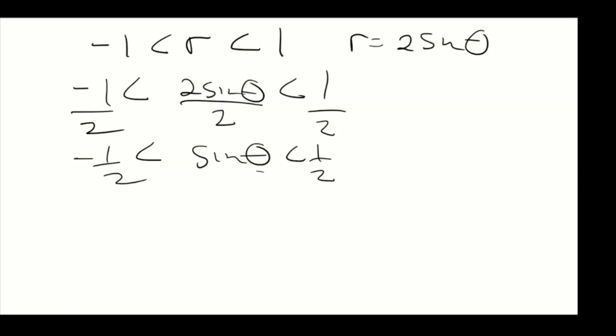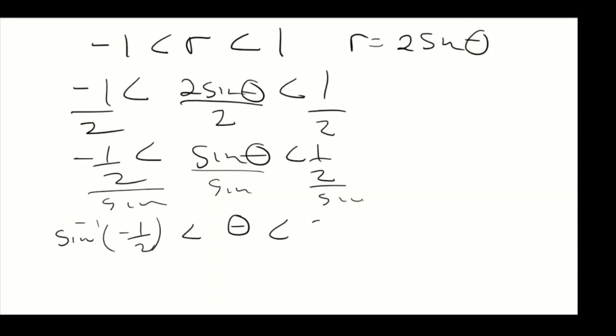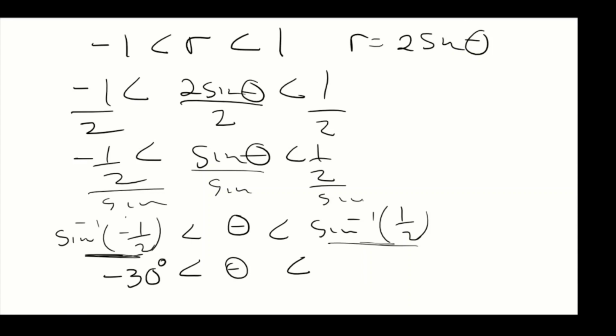Then to find theta, we're going to take the inverse of sine on both sides, and we know that it's going to be arc sine, or the inverse rather, of -1/2, and theta here is going to be sine inverse of 1/2. We know very well that the inverse is actually 30 degrees, so it's going to be theta being less than, because this one is negative, it's going to be minus 30 degrees, and this one here is going to be 30 degrees. So our theta lies between minus 30 degrees and 30 degrees.